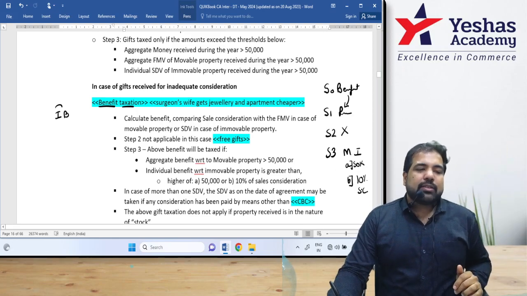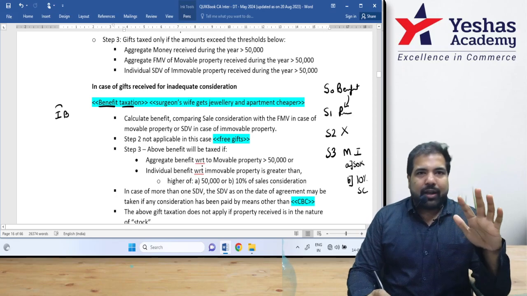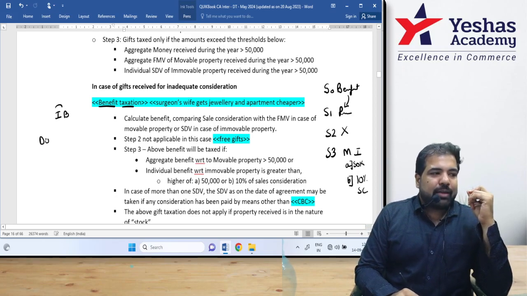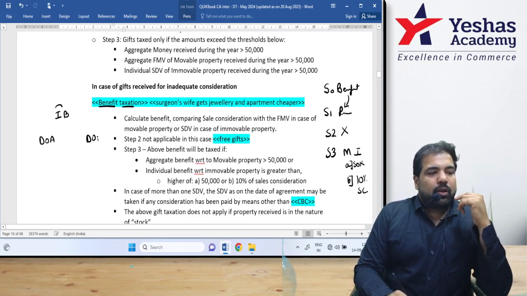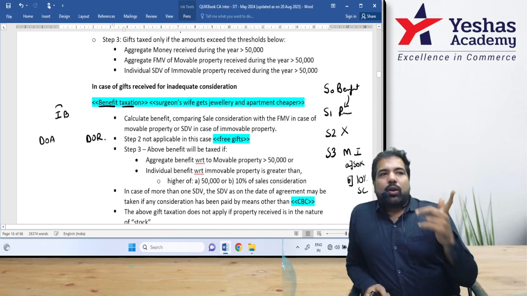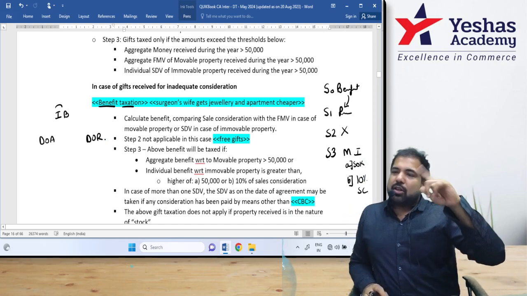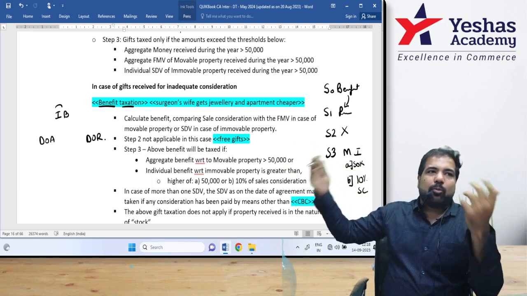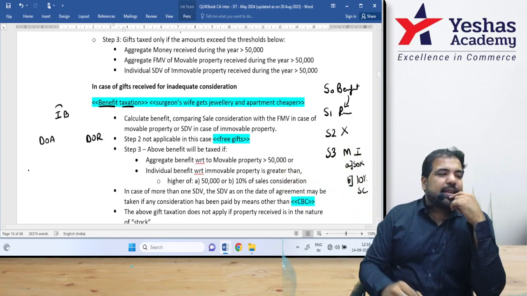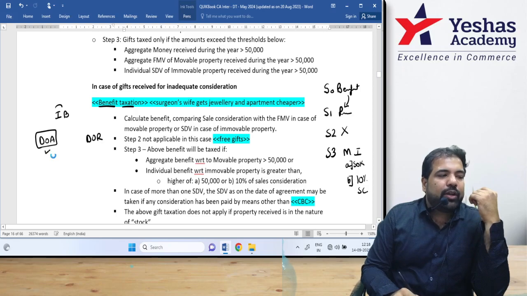And remember, guys, sometimes you have more than one stamp duty value. Can it happen? This is very important from exam perspective. Date of agreement, date of registration. Which one would you want to take? Whichever is lower. Guys, it's like Amazon and Flipkart. Where will you buy from? Whichever is lower.